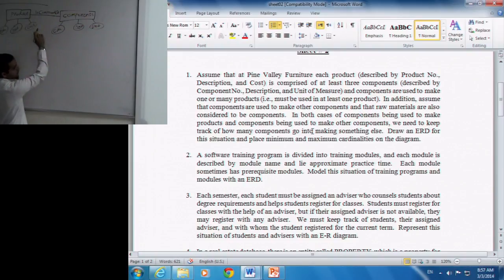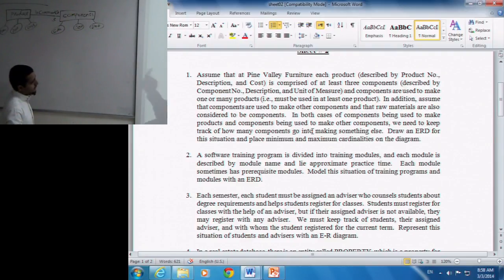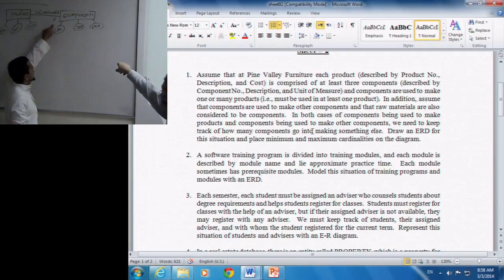Where to write it? Keep reading the sentence. Product is comprised of, write the number, then components. So that the sentence is read. At least 3. Where to write it? No. Think. Read the sentence. Yes, exactly. The sentence should be read exactly the same way as in the text. So the product, read the sentence as you write it here. Product is comprised of, and then write the number before reading the component.